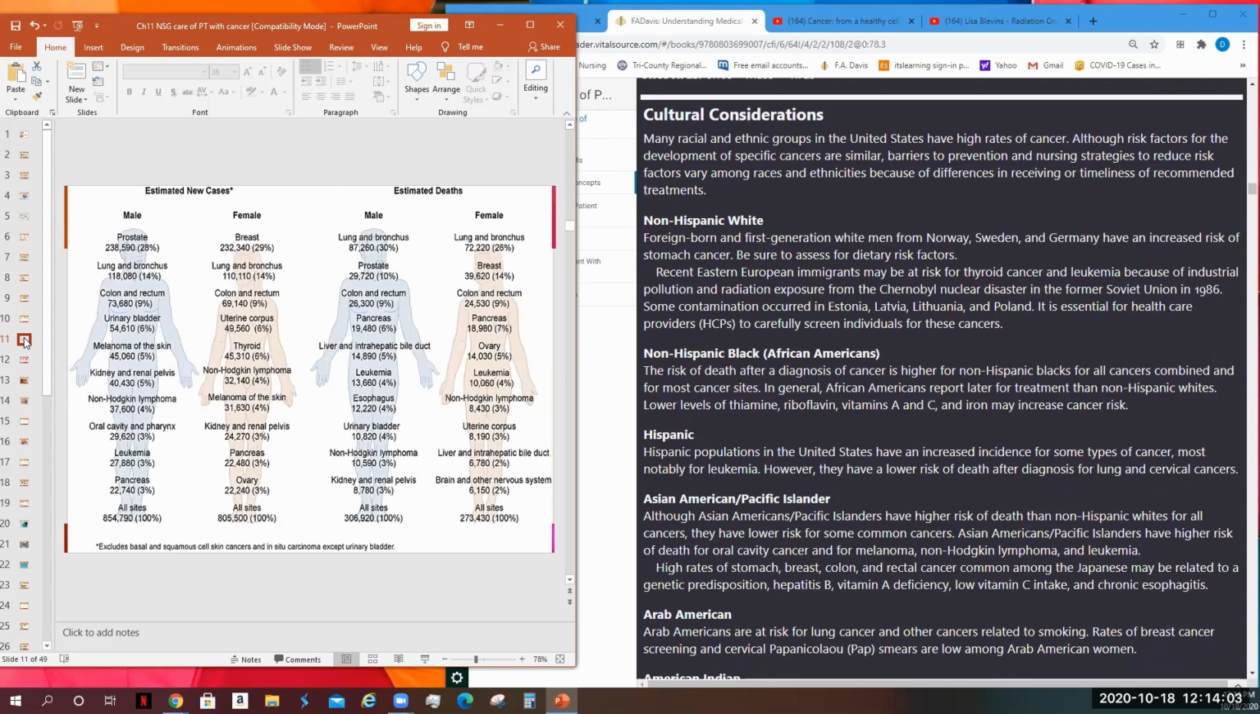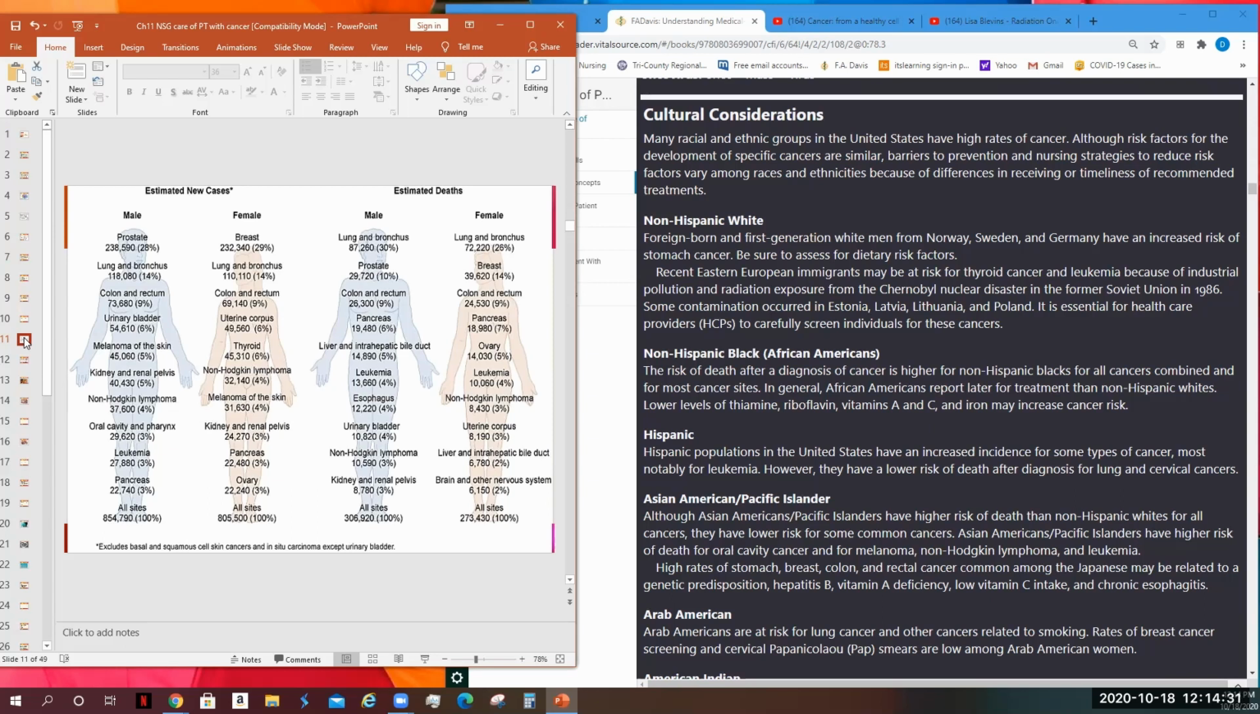Cultural considerations. Many racial and ethnic groups in the United States have high rates of cancer. Although risk factors for the development of specific cancers are similar, barriers to prevention and nursing strategies to reduce risk factors vary among races and ethnicities because of differences in receiving or timeliness of recommended treatments.